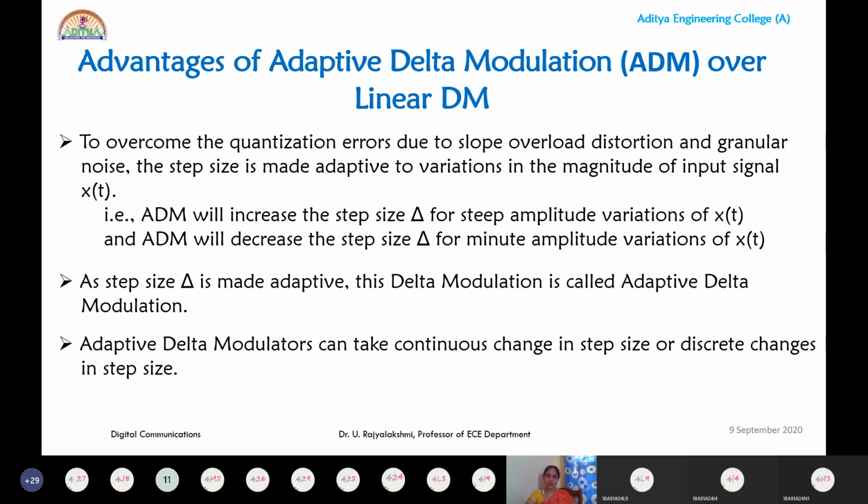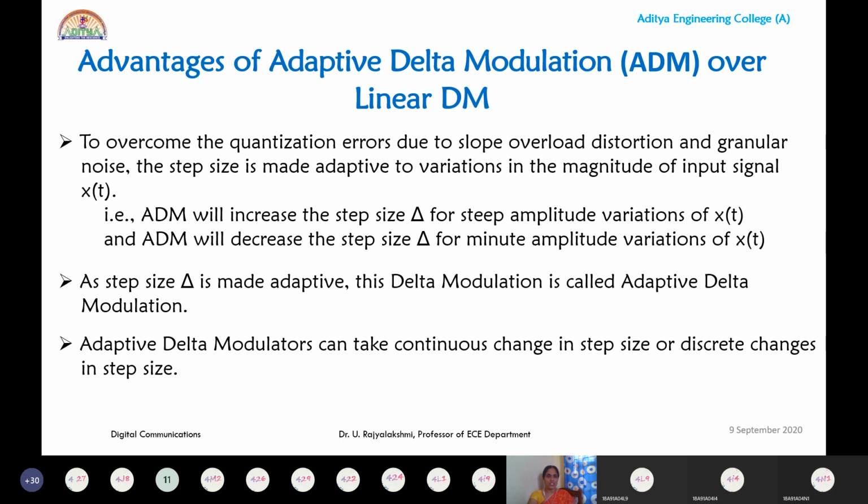You can also have many possibilities, like this adaptive modulator can introduce either a continuous change in step size or discrete changes in the step size. And how can it provide this continuous change or discrete change? By making use of a logic introduced in the circuit in order to vary the step size, you can develop continuous change or discrete changes in the step size.